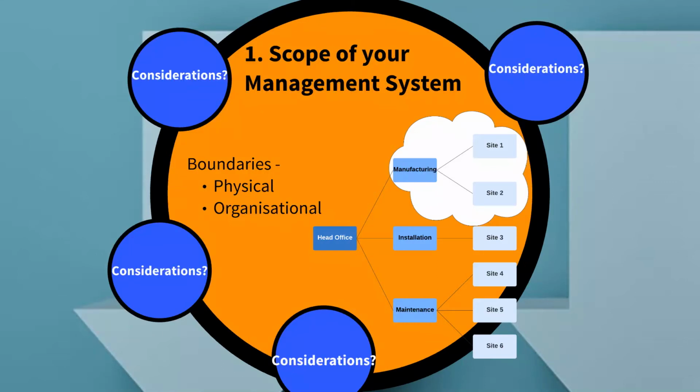In the visual example there, if we're a business with multiple divisions, we've got an important choice to make. Let's use the example of a safety management system. Are we just applying it to our manufacturing division and the 2 sites within the manufacturing division, or are we applying it across all divisions within our business, the installation and maintenance division as well? And then as a result of that, is it being applied across all 6 sites of our business?